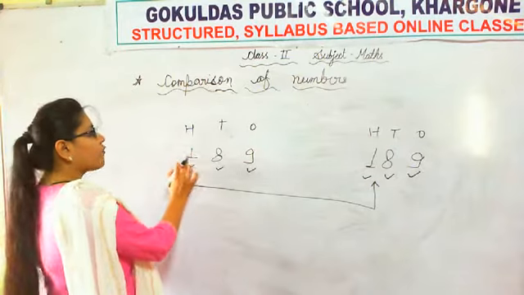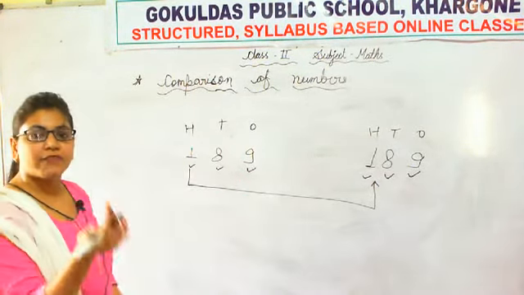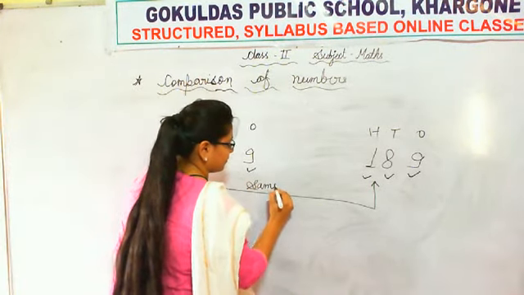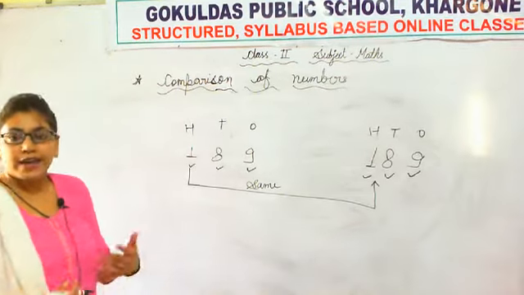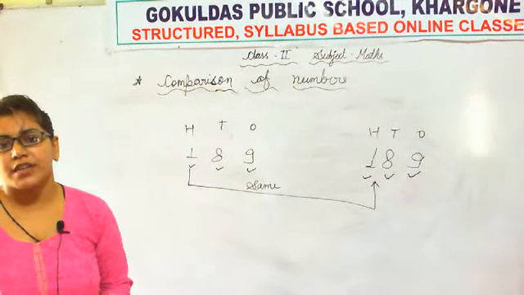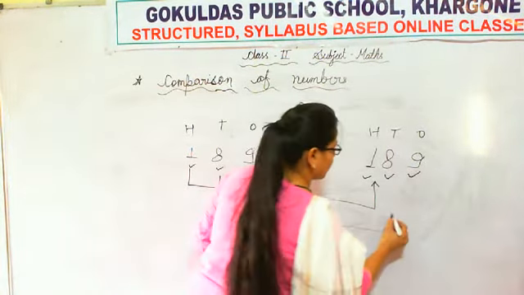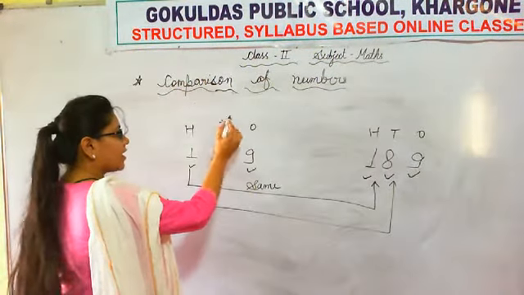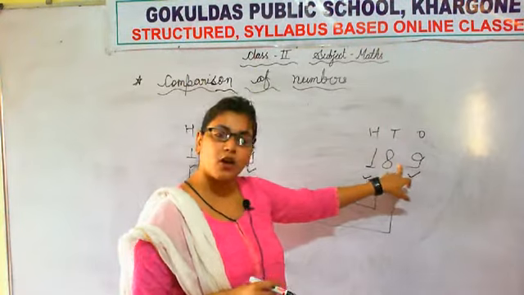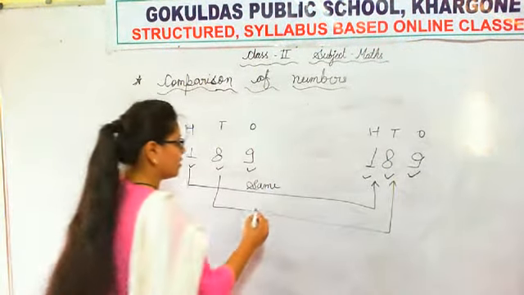So here 1 is situated under hundreds and here also 1. So 1 and 1, same or different? Same. So the hundreds places are the same. Both the numbers have 1 at the hundreds place. So now we will check tens. Under the tens position 8 is situated here and here also 8. So 8 and 8, same or different? Same.